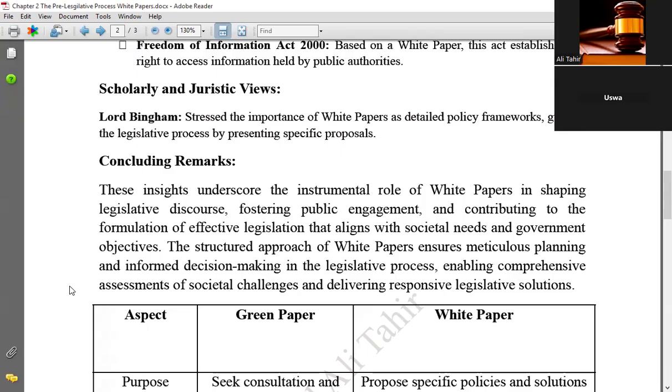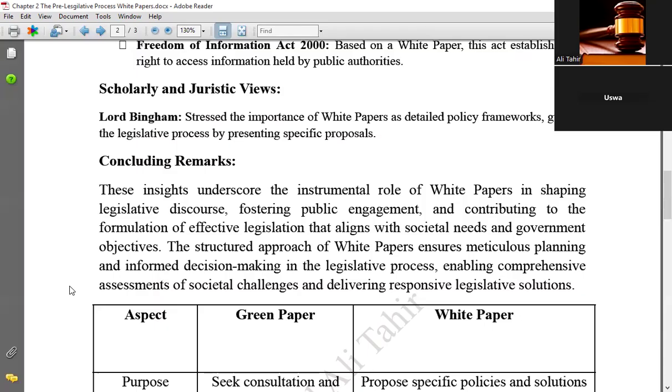Lord Bingham stressed the importance of white papers as detailed policy frameworks that guide the legislative process by presenting specific proposals. These insights underscore the instrumental role of white papers in shaping the legislative discourse, fostering public engagement, and contributing to the formulation of effective legislation that aligns with societal needs and government objectives.